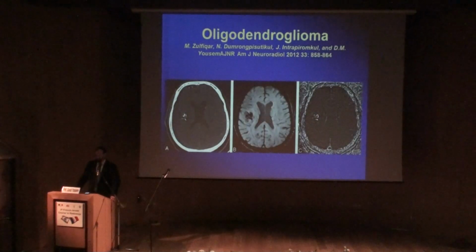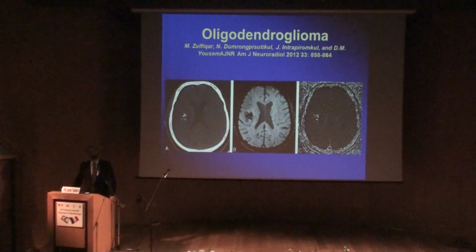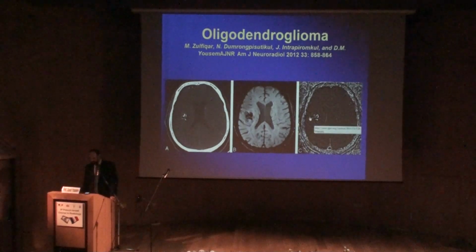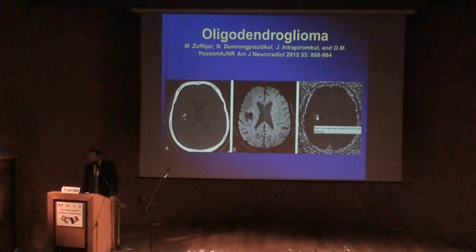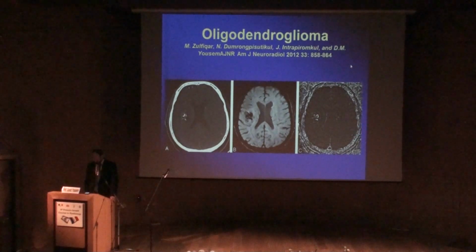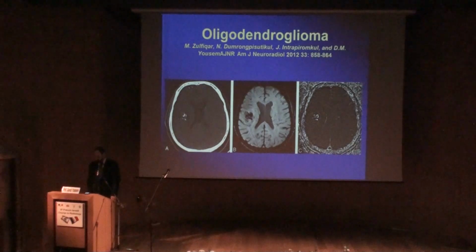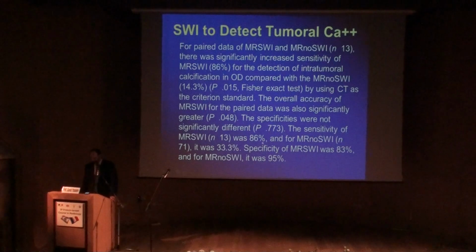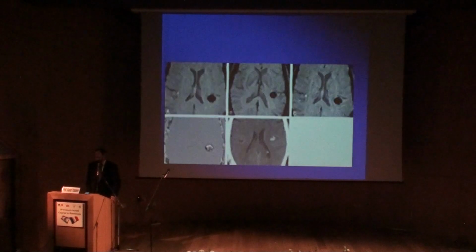And so we wrote a paper on the detection of calcification as opposed to blood products in oligodendrogliomas, and showed that on this phase image, if you see this brighter signal intensity, that represents the calcification as opposed to blood products. And we wrote a paper that was published and showed that the addition of SWI was particularly useful in MRI for detecting calcification as opposed to the hemorrhage in patients who have oligodendroglioma.